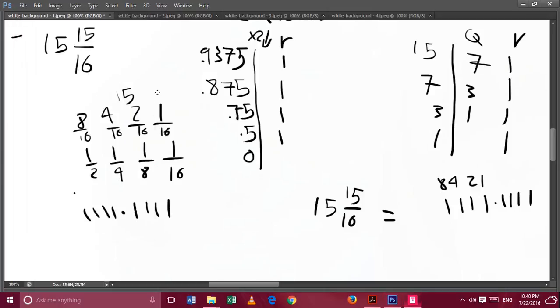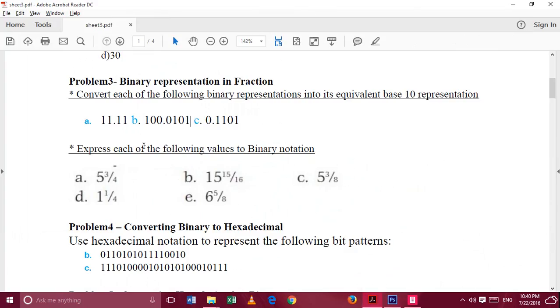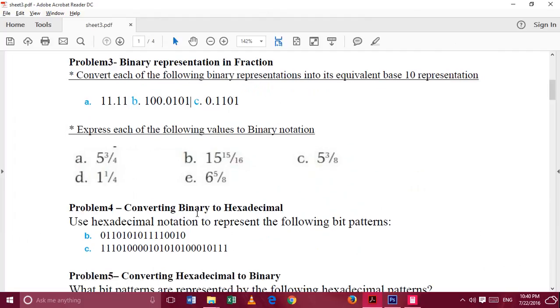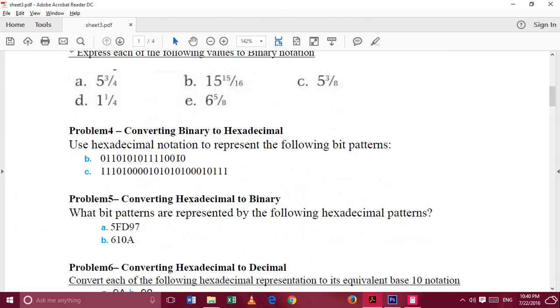So that is how we do this. So now we have converted binary with fractions to decimal, and the other way around. Okay, so now we go to hexadecimal. How do we convert this number to hexadecimal?